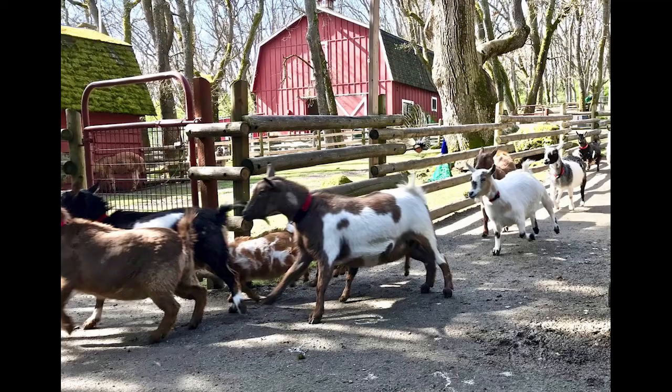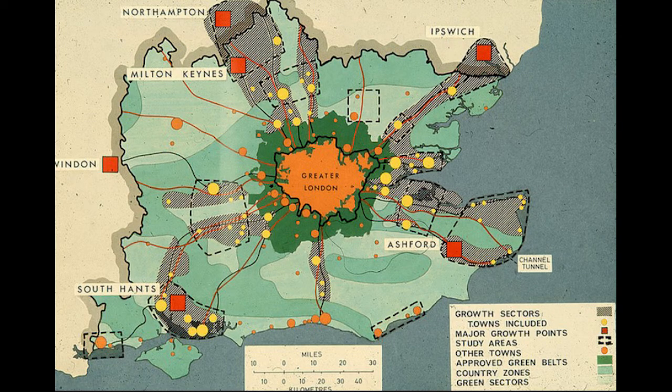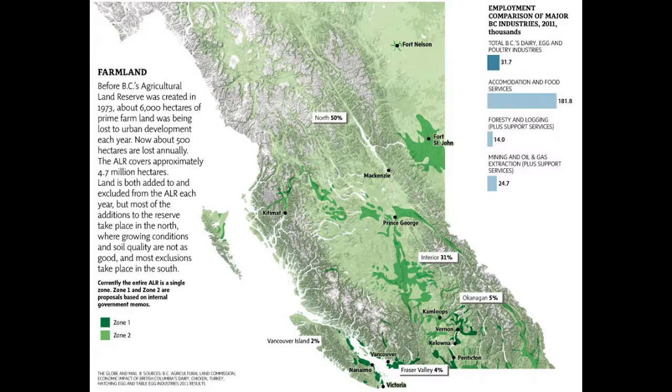Green belts were part of Ebenezer Howard's Garden City notion, and they were also part of the actual Abercrombie plan for London. In British Columbia, the provincial government created an agricultural land reserve, or ALR for short, in the mid 1970s, and this became a type of greenbelt made up of farmland. The ALR makes it very, very difficult to convert existing farmland in its boundaries to a non farming use.